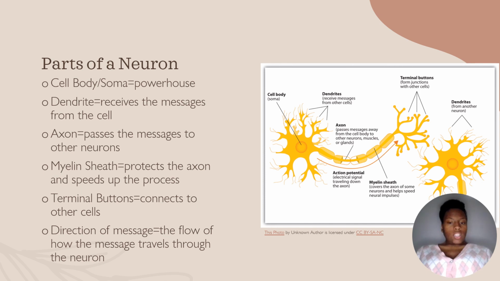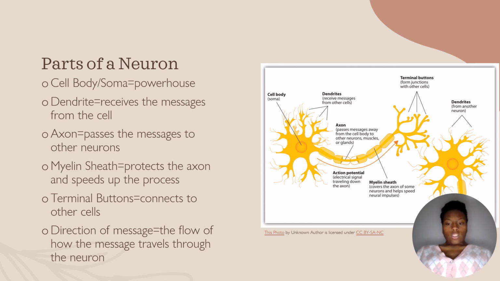So the dendrites, which are the little squiggly lines that are at the end of the cell body stems, receive the messages from the cell. The axon helps to pass this message along to other neurons. It is the thin chain that connects from the cell body to the terminal buttons. These axons are protected by the myelin sheath. The myelin sheath also helps speed up the process of sending information.